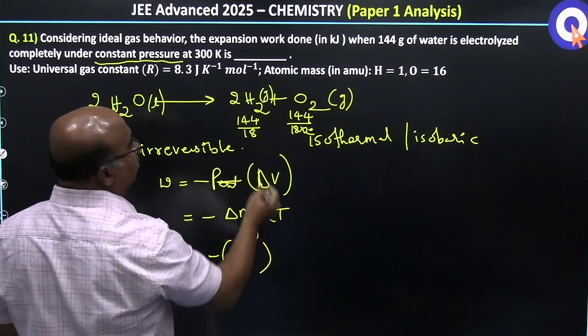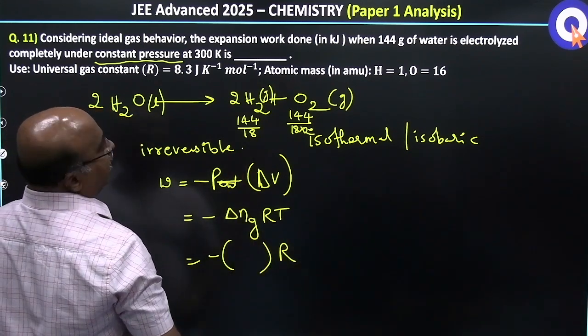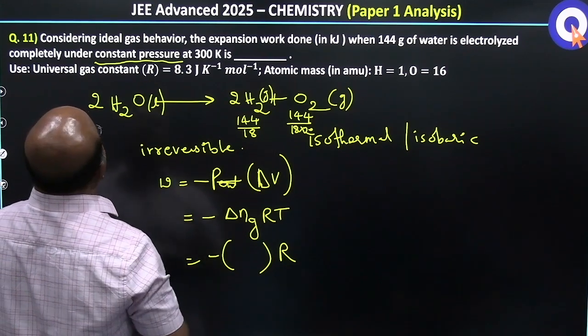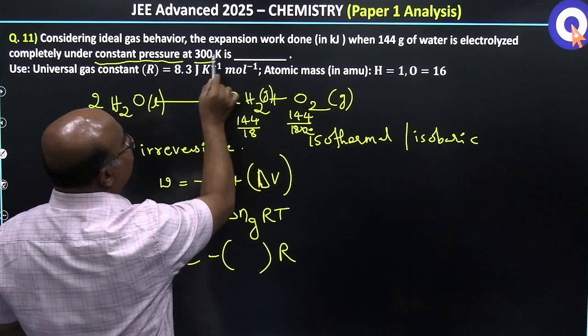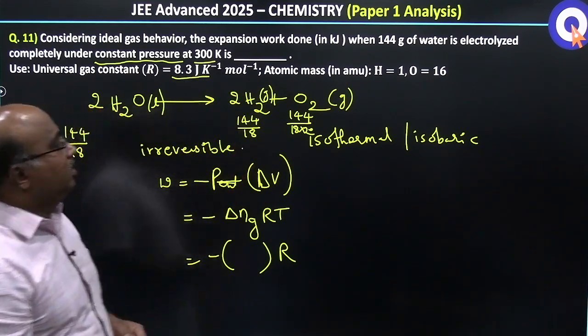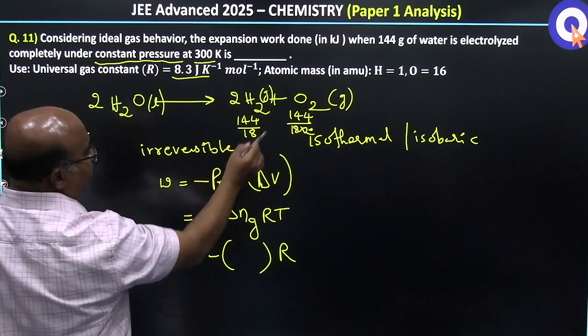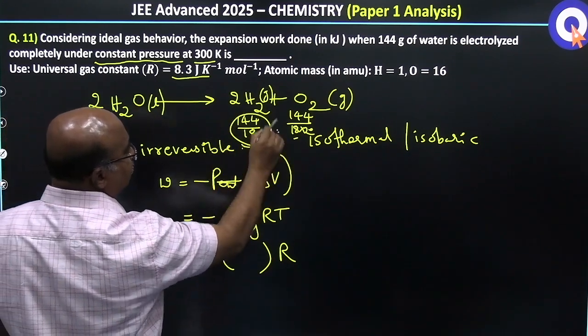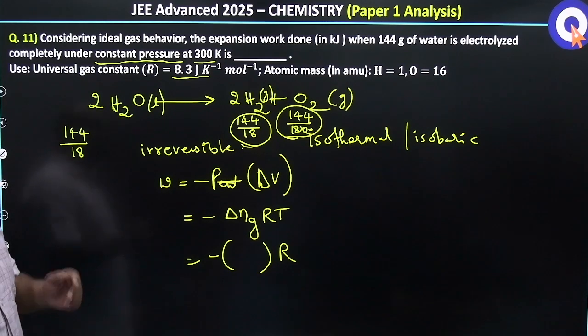There is anyhow the R value which we can directly substitute. You can calculate in terms of joules or whatever it is. Then next is temperature. Temperature is mentioned, R value is also mentioned, so substituting that you will get the answer. So delta n_g is what we are actually taking from these two. So let us do the calculations.